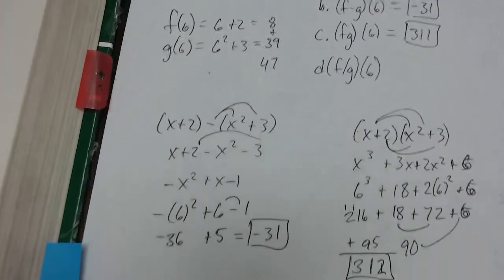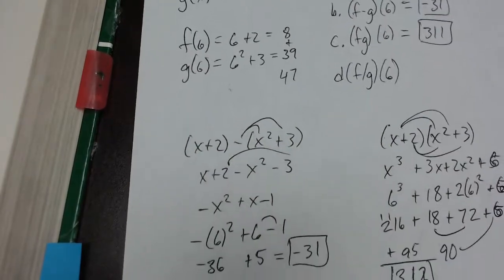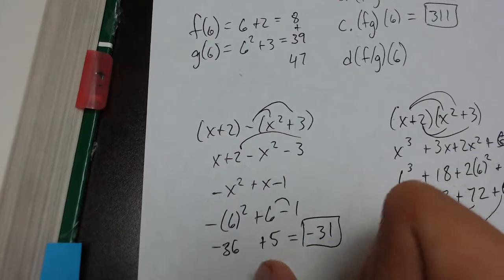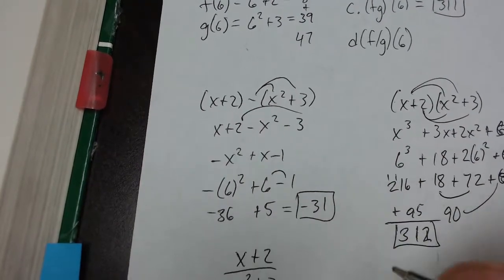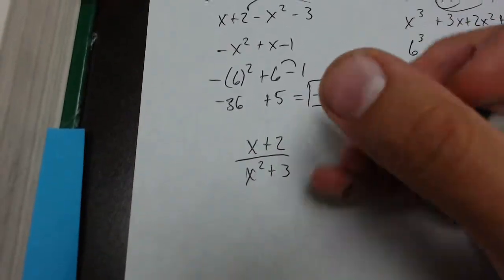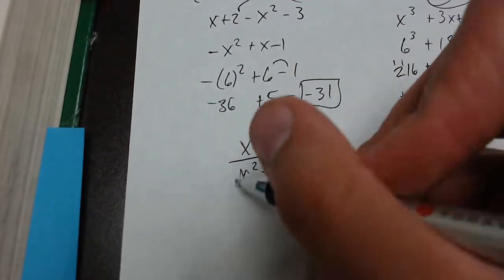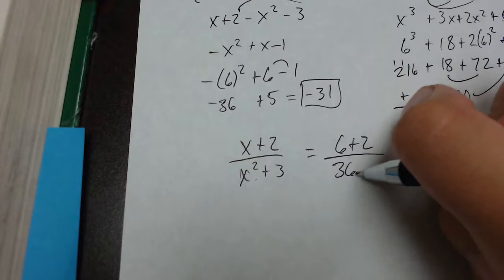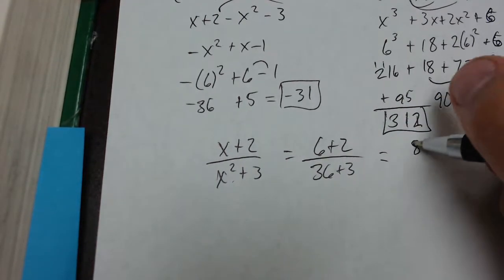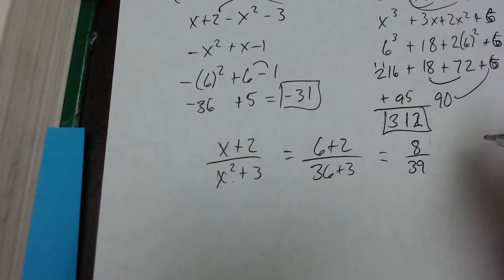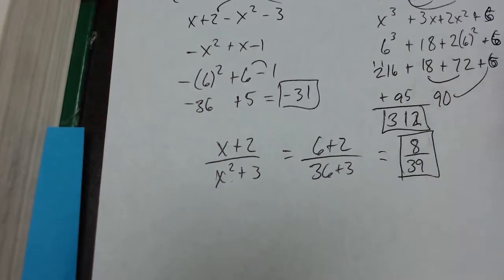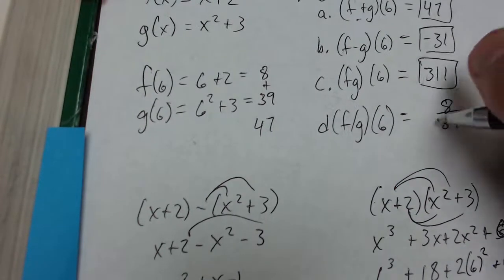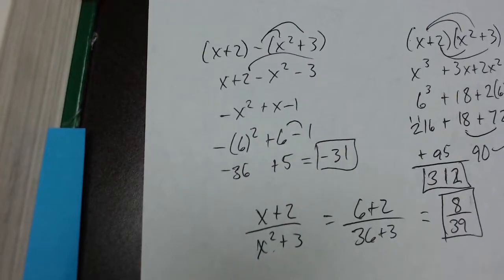All right. If I want to do this one using the algebraic notation, I'm just going to take the function of f, which is x plus 2, put it over the function of g, which is x squared plus 3. To divide them, and then from here, since I can't simplify anything else, I'll just go ahead and plug in the 6. So then what I get is 6 plus 2 over 36 plus 3, which equals 8 over 39, which cannot be reduced. So that's our final answer there, 8 over 39.